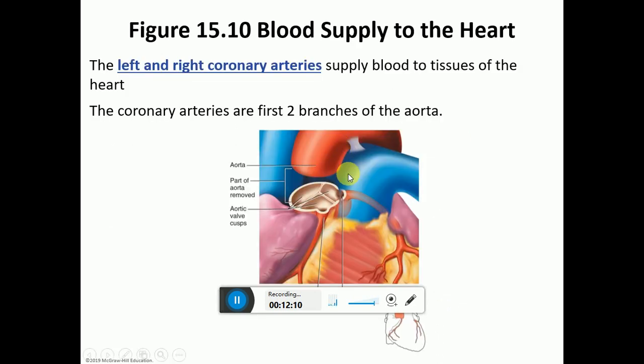Now the first thing the heart does as soon as the blood is pumped into the aorta, it gives out these 2 branches, the right coronary and the left coronary arteries. And those are obviously going to branch off into other blood vessels, and those are going to supply the myocardium itself. So the heart obviously has to get its own oxygen in order to function and pump blood to the rest of the body. So the coronary arteries are the first 2 branches off of the aorta.